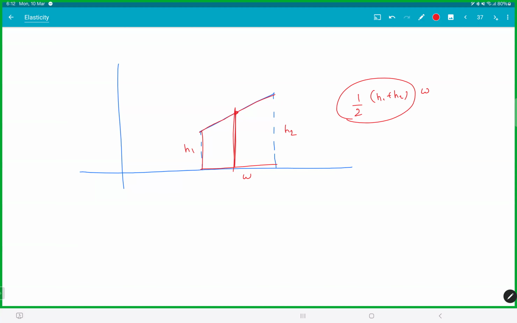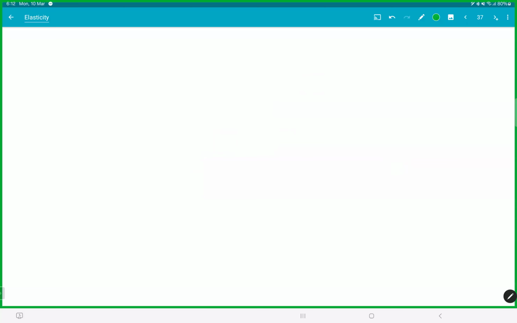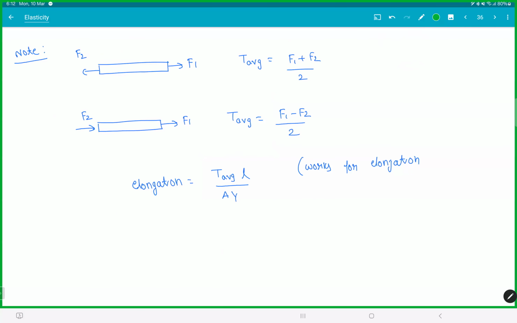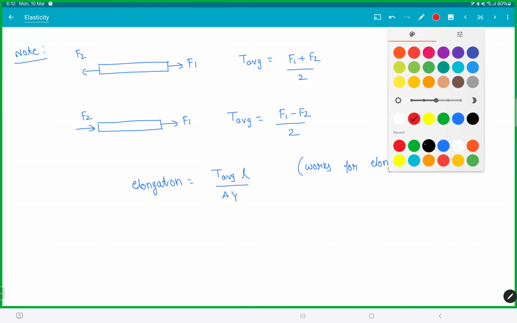So for linear functions, you can just take the average and finish it off. But suppose this was some quadratic function, can you still say that I will take the average? You get the problem? So whenever you see the function is linear, for example in this case, you can clearly see the tension is changing as a function of x linearly. And elongation, this is a power one function here, a linear function. You can use this; it works for elongation and not for energy.